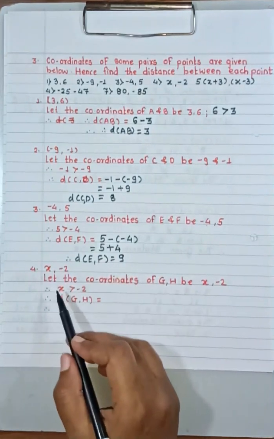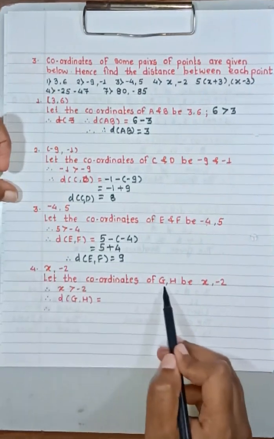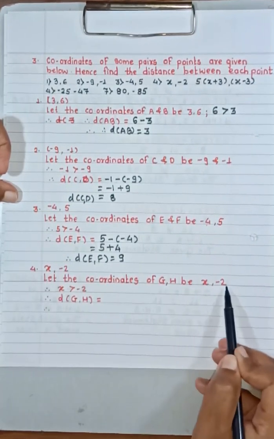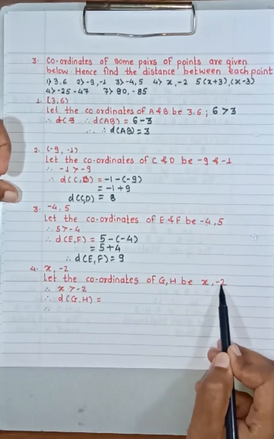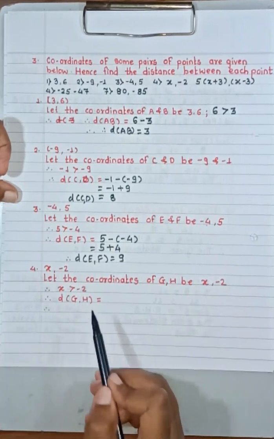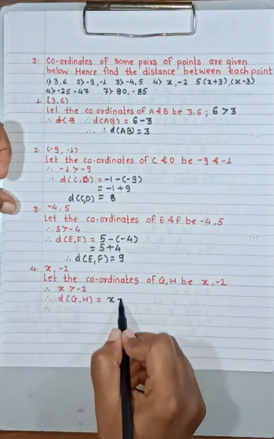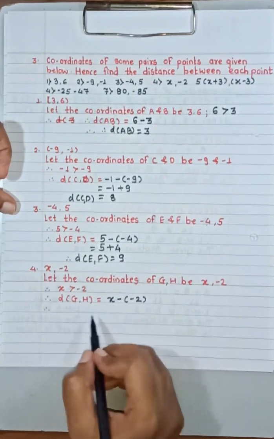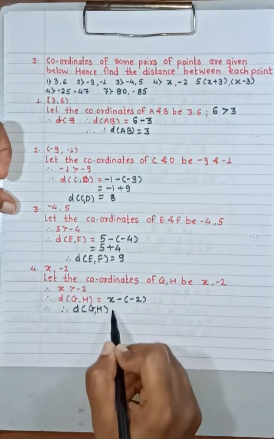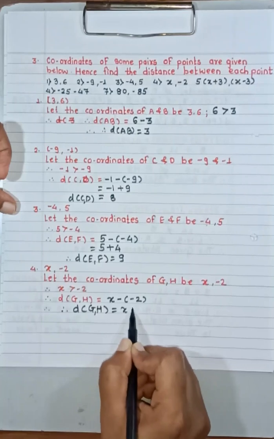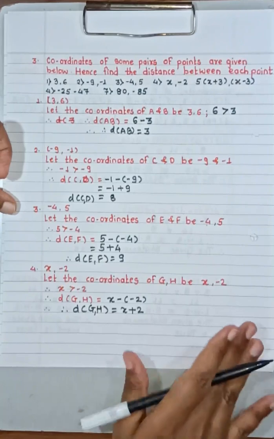Now in fourth one they have given X and minus 2. Now let the coordinates of G and H be X and minus 2. Now as X is positive and minus 2 is negative, that means X is greater than minus 2. Therefore distance GH is X minus of minus 2, that is X plus 2. Therefore distance GH is X plus 2.